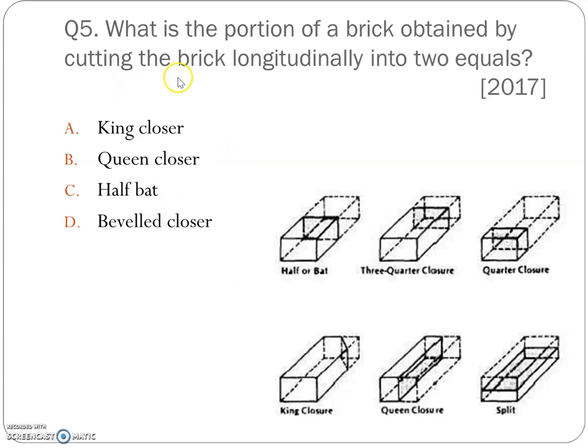And in our question it's asked what is the portion of a brick obtained by cutting the brick longitudinally. So here the longitudinal cut is for the queen closer, that is called queen closer. So the answer is option B, queen closer.